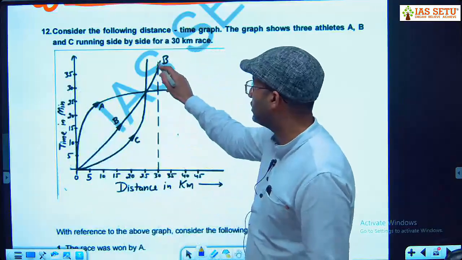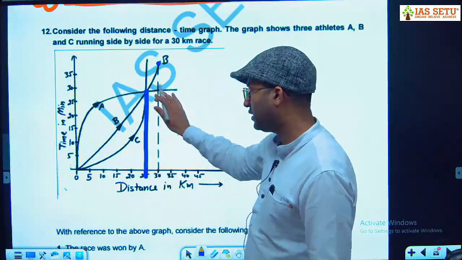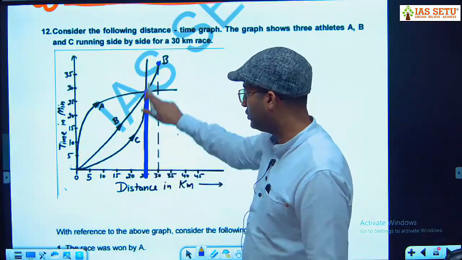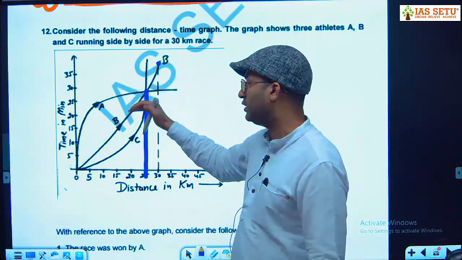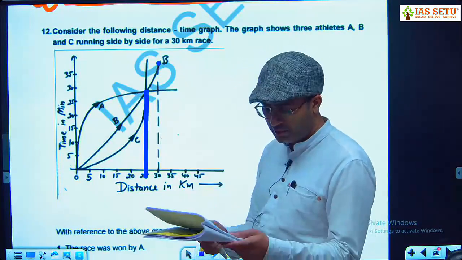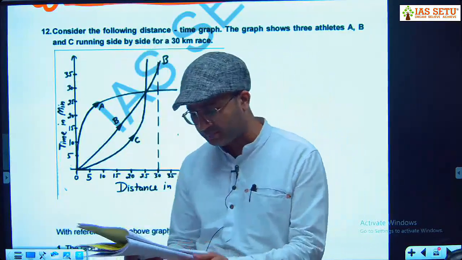This is a 30 kilometer mark. This is 25 kilometer mark. Okay, if there is a confusion, let me tell you, this is 25 kilometer mark, this is 30 kilometer mark. There are three athletes A, B, C. After that, they have given three statements. Take your time. I give you 2 minutes.